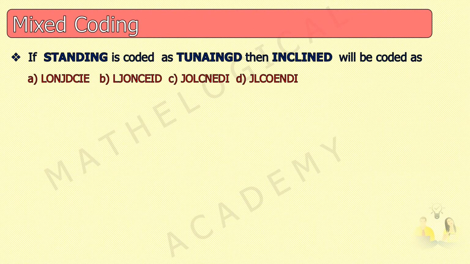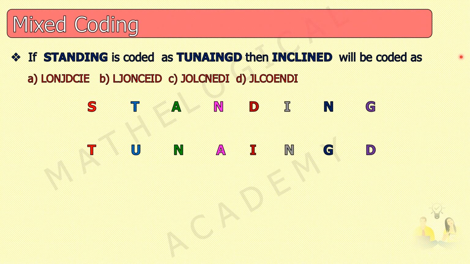So sometimes we have mixed coding in one word itself. That means we don't have any one particular type of code, but we have 2 or 3 codes mixed in them. Let's read our question. If standing is coded as TUNAINGD, then inclined will be coded as what? Let us observe the pattern first. Standing is coded as TUNAINGD. Here T comes after S, U comes after T.